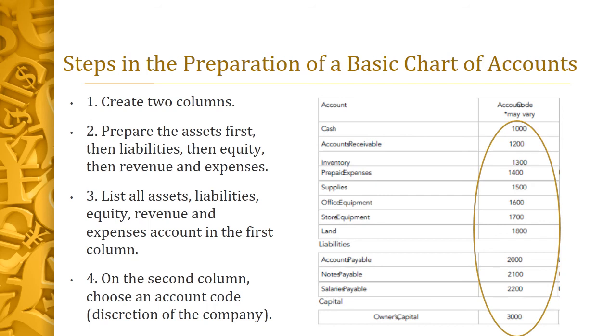So the first column would look like this. If you have your asset accounts, you have the cash, accounts receivable, inventory, and the rest. We start with the most liquid, and that is cash.